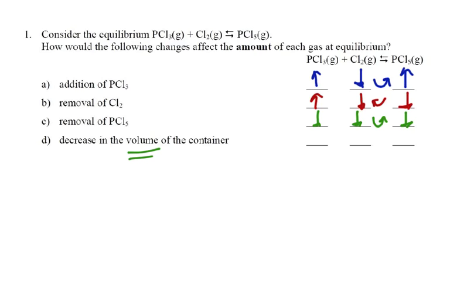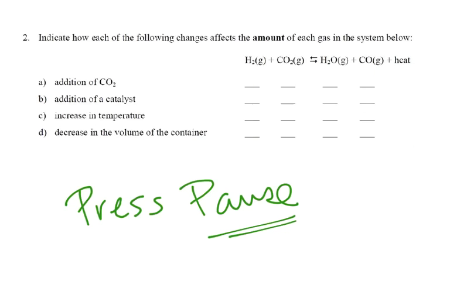There's not enough room. So this side has 1 mole of gas. This side has 2 moles of gas. So if I don't have enough room, we're going to shift to the side that takes less room. So we're shifting to the right, and all of my arrows just follow my scoopy arrow, so it's down, down, up, and that's the answer. Again, problem 2, press pause, try the answer.